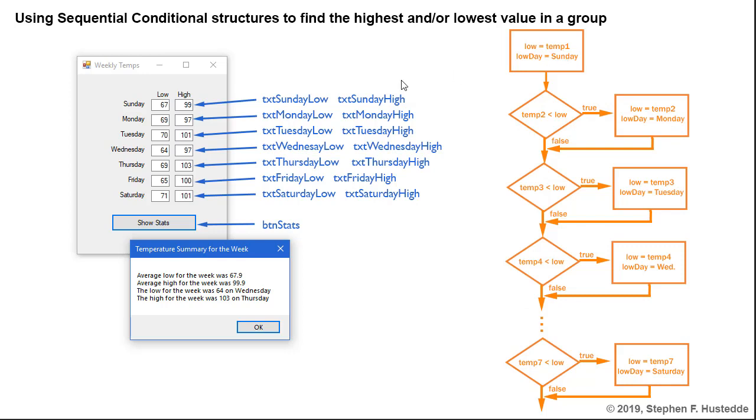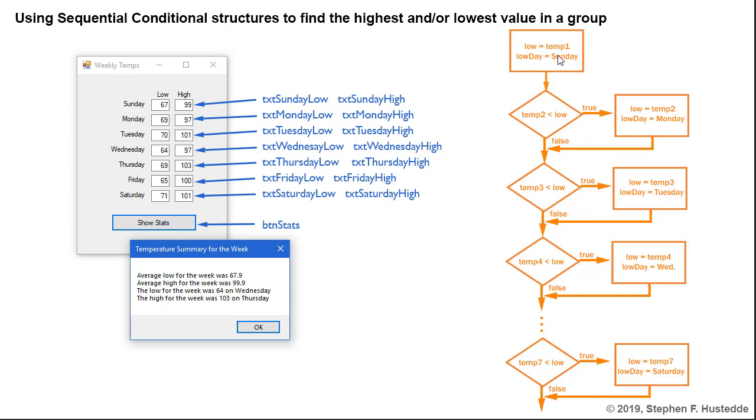Alright, so the way we're going to find the low temperature among the 7 to get this line here, the low for the week was 64 on Wednesday, is we're going to start with Sunday being the low temperature. And I'm going to have two variables. The low will be the Sunday temperature, and the low day will be the name Sunday. And this would be a string in quotes in our code. If we were only looking at one day, of course, Sunday would be the lowest day of the week, and would also be the highest day of the week. And we'll do the high the exact same way.